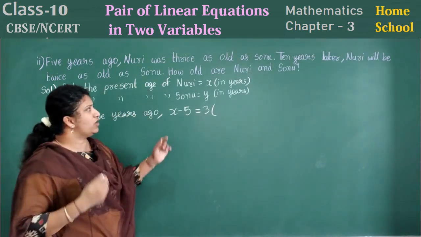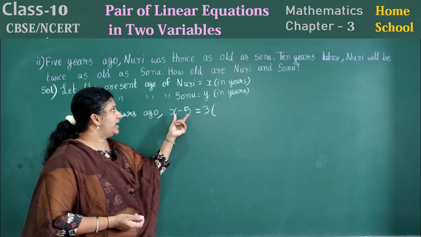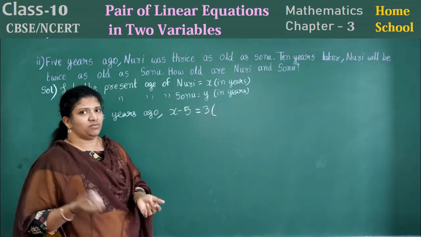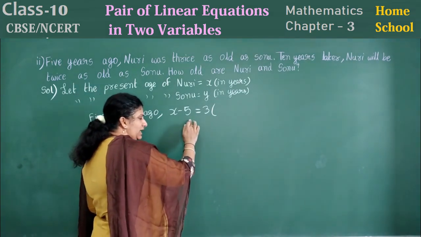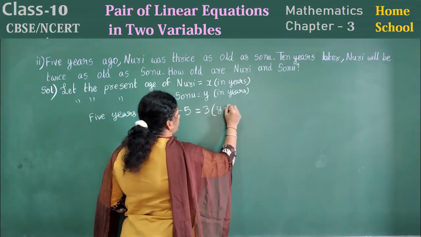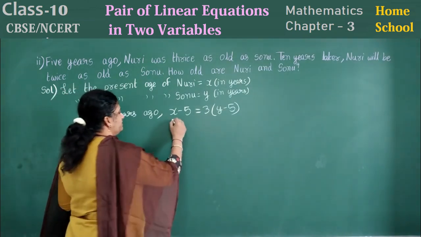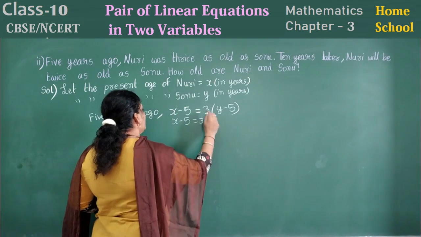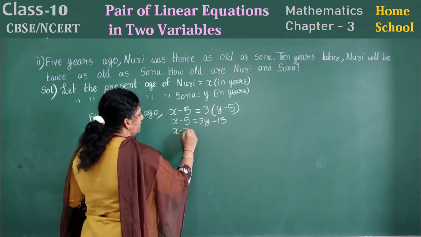5 years ago, both the values will be changing. Whereas Nuri will be x minus 5 and Sonu will be y minus 5. So 5 years ago, Nuri is thrice the age of Sonu, y minus 5. That's all. Okay, simplify this. x minus 5 is equal to 3y minus 15. Bring this 3y this side.